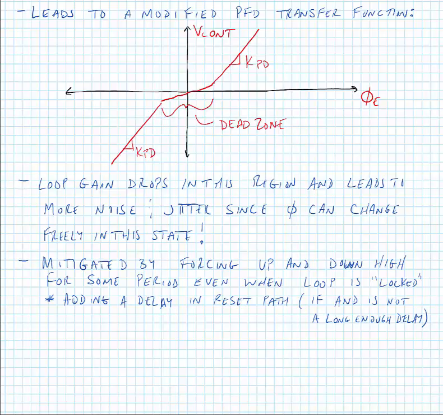This can be mitigated by forcing the up and down pulses to go high for some period even when the loop is locked. And this is done by adding a delay in the reset path if the AND delay is not long enough. And we'll examine this fix and also start examining some of the different current sources that can be implemented for these charge pump PLLs on Monday in the next class.